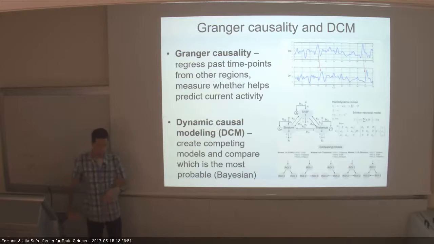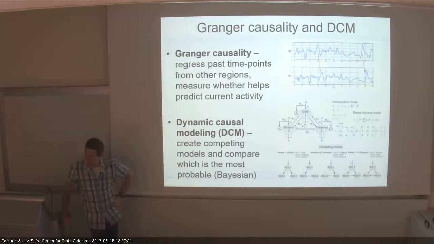Dynamic causal modeling is an example of another approach developed by Karl Friston at UCL, the guru of fMRI. Yeah, the big guru. Karl Friston sort of introduced general linear models into fMRI analysis. He built the SPM software. I think he's the most cited researcher in neuroscience.